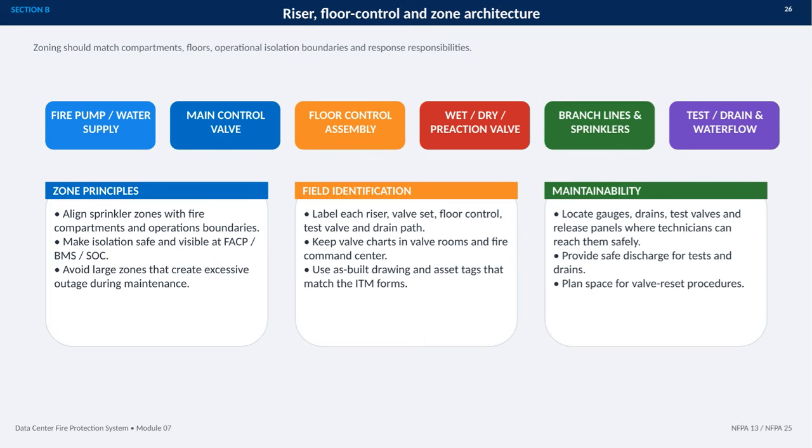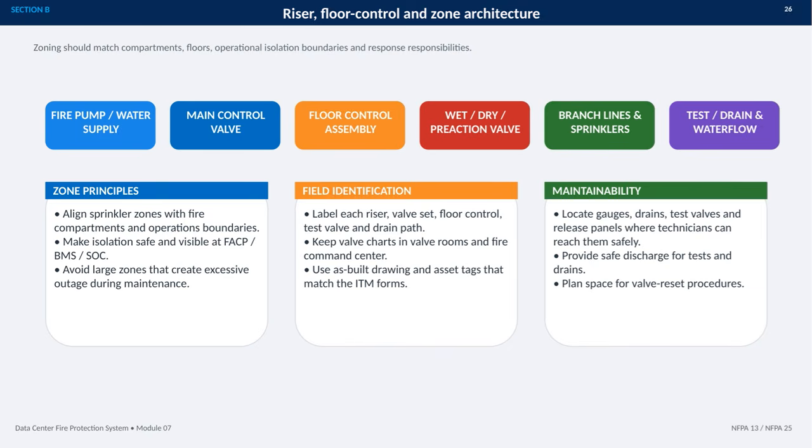Zoning should match the way the facility is divided and operated. That means aligning sprinkler zones with fire compartments, floors, operational isolation boundaries, and response responsibilities. Isolation points should be safe to operate and clearly visible at the fire alarm control panel, building management system, or security operations center. Oversized zones should be avoided, because maintenance could then create an unnecessarily large outage.